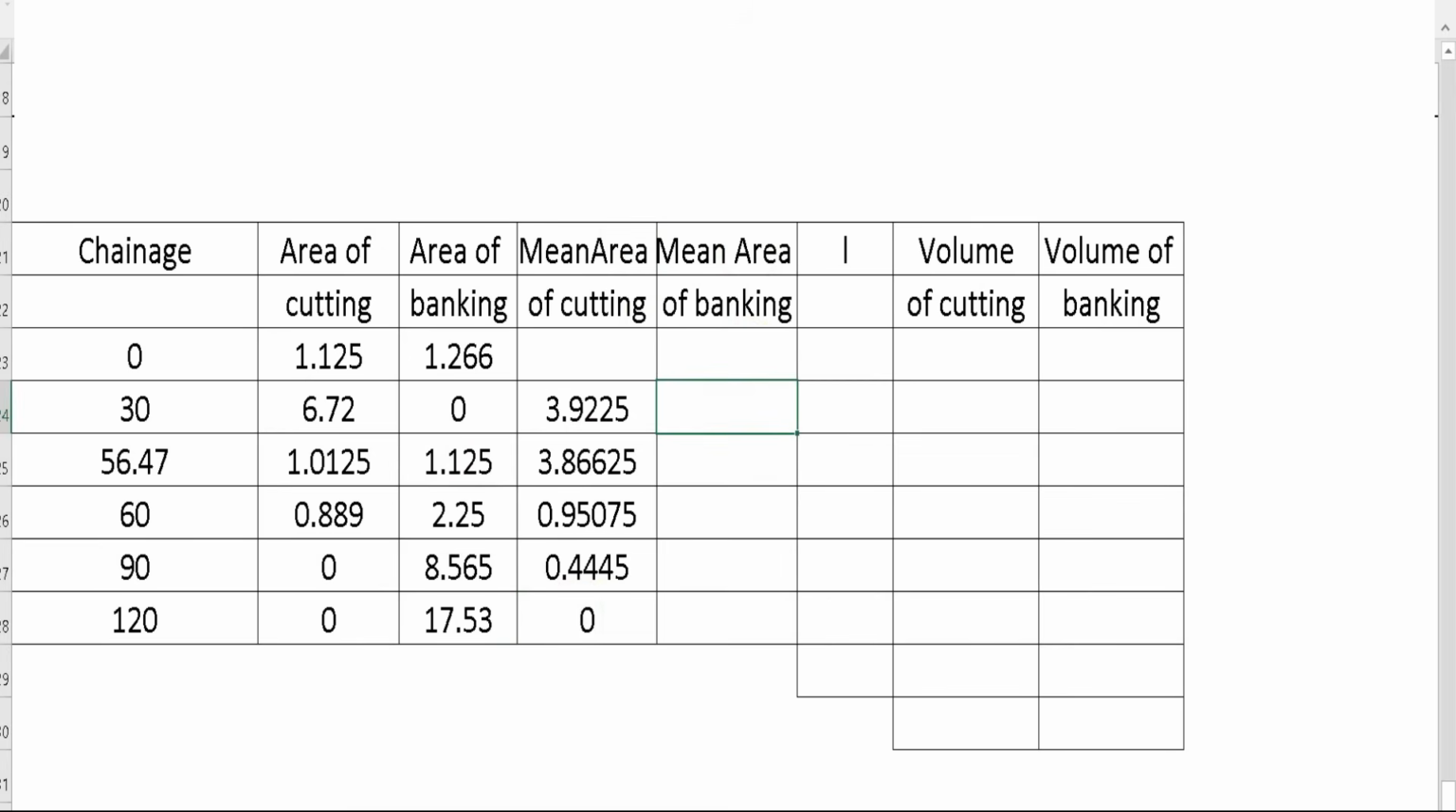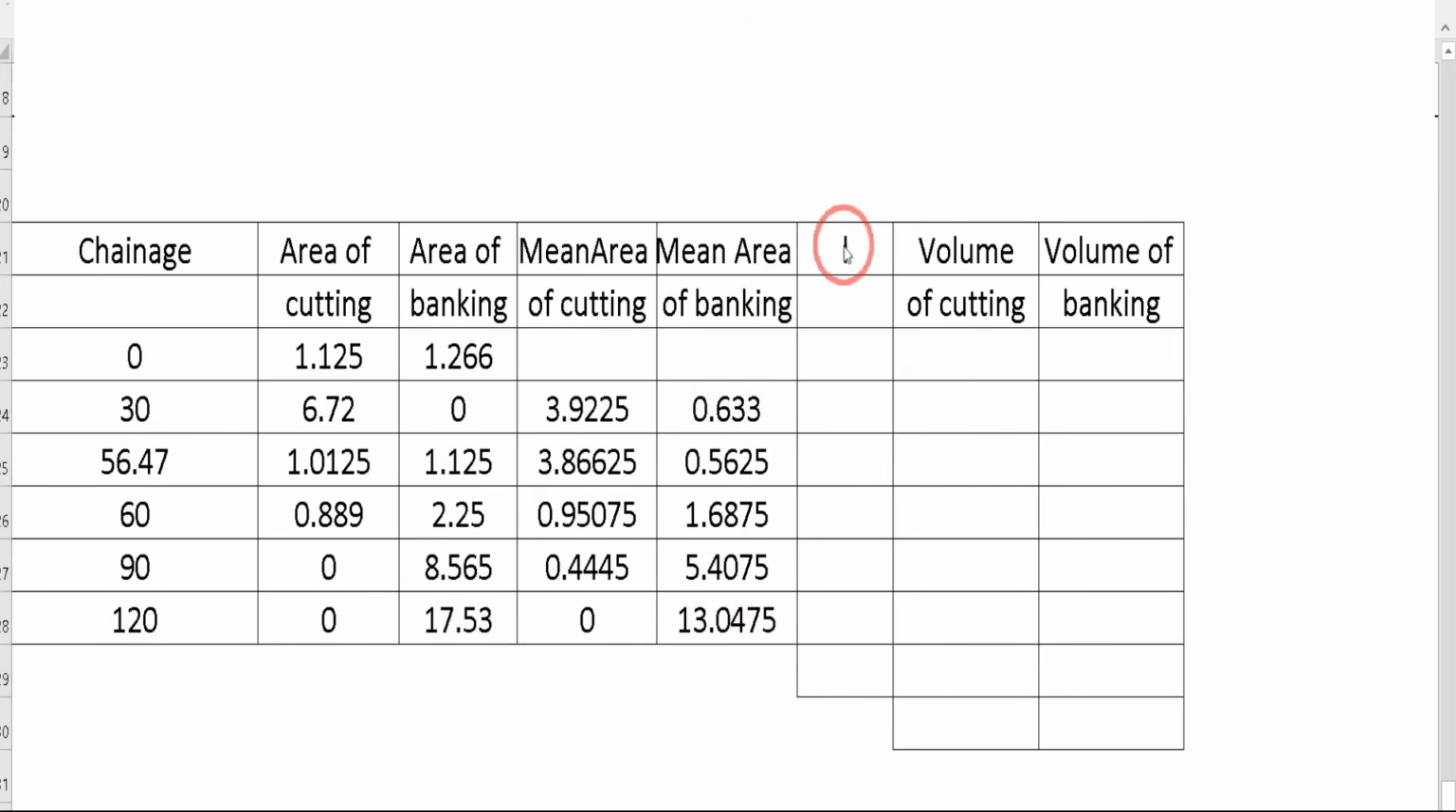And here also we need to take the average of these two. So let's calculate 1.266 plus 0 by 2. And here we need to take the average of 0 and 1.125. And here we need to take the average of 1.125 and 2.25, so 1.125 plus 2.25 divided by 2. And here we need to take the average of 2.25 and 8.565. And here we need to take the average of this and this. So we have calculated the mean area for cutting and banking.